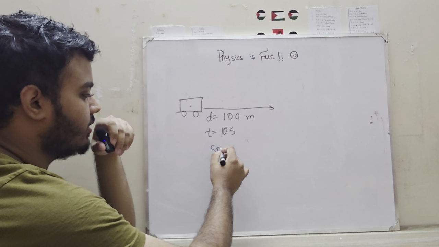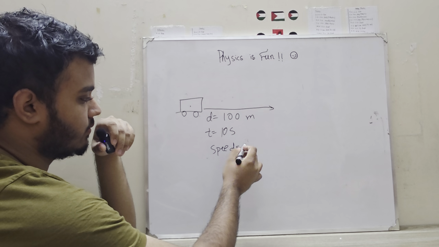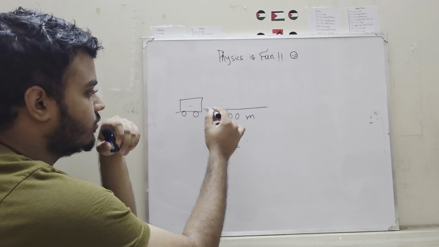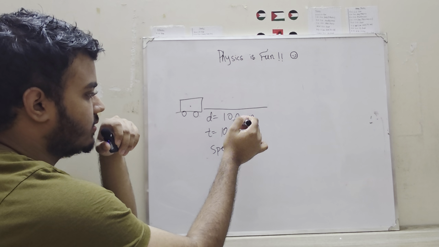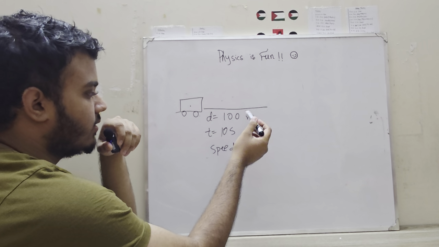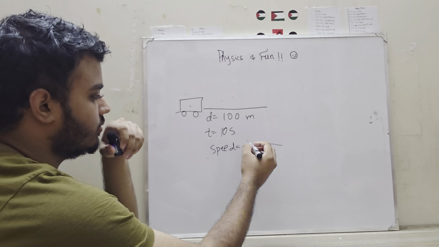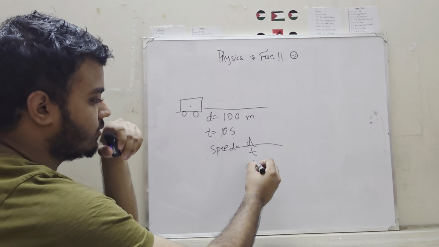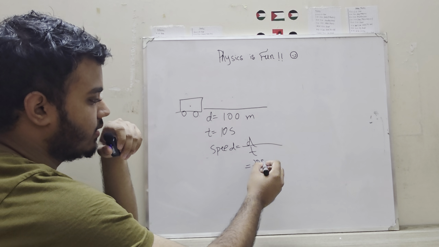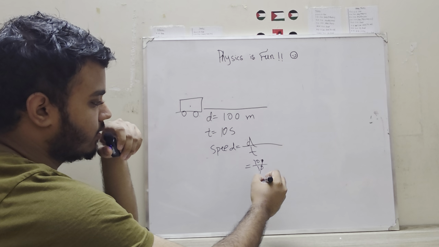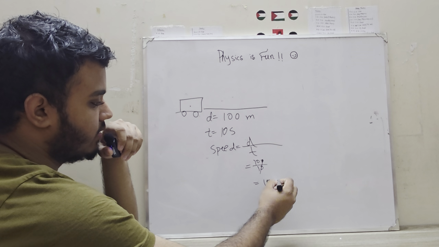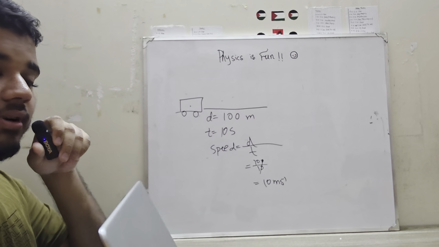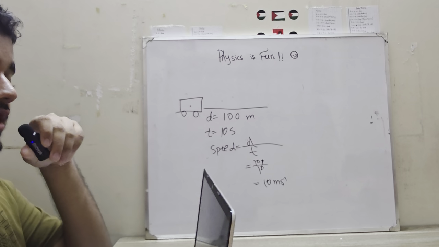So the speed will be, it's just a moving car that has covered a certain distance, so speed equals distance by time. So 100 by 10 is equal to 10 meter per second. So the speed of this car turns out to be 10 meter per second.